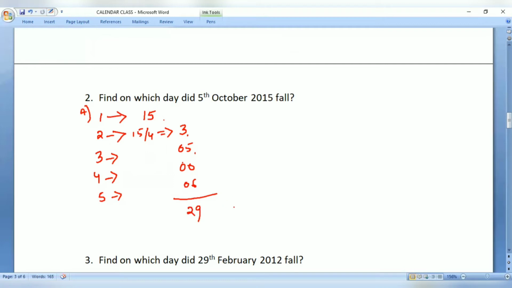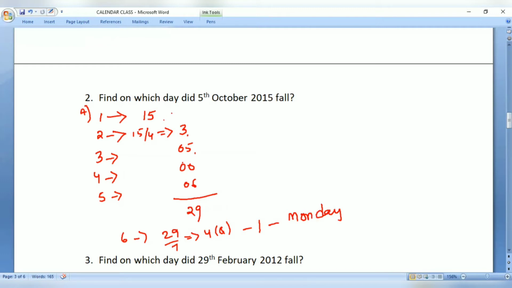What is the final sixth step that you need to do? Divide the value of 29 by 7. So what will be the remainder? 4 will be the quotient. What is the remainder? 7 4s are 28, remainder 1. What is the meaning of 1? 1 means it is Monday. So 5th October 2015 falls on a Monday.